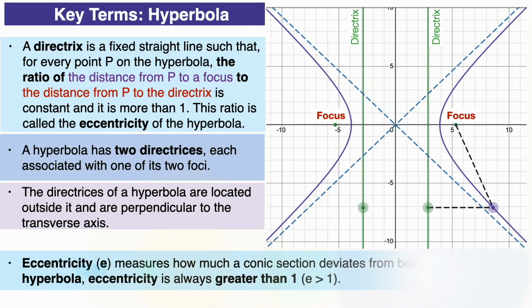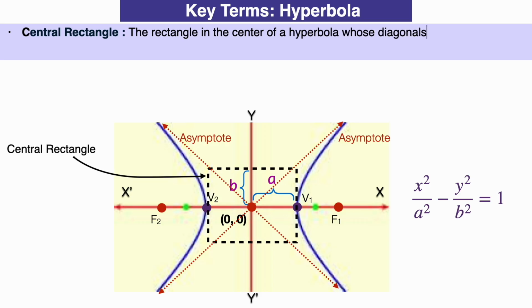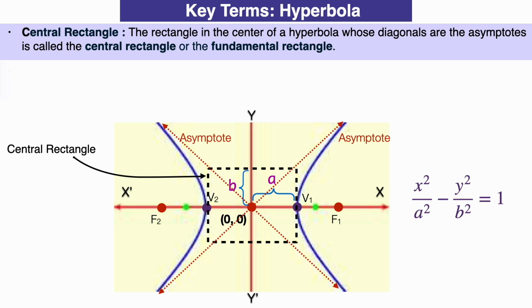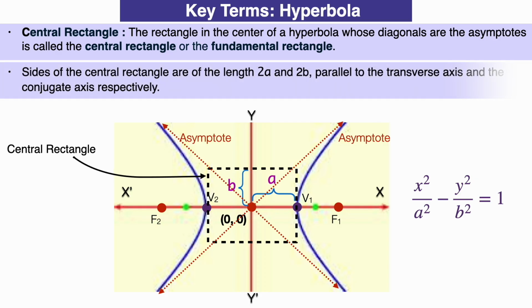Eccentricity measures how much a conic section deviates from being circular. For a hyperbola, the eccentricity is always greater than 1. The rectangle in the center of the hyperbola whose diagonals are the asymptotes is called the central rectangle or the fundamental rectangle. Sides of the central rectangle are of length 2a and 2b, which are parallel to the transverse axis and the conjugate axis respectively.